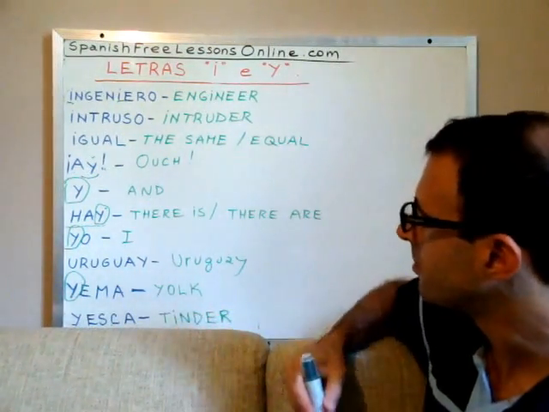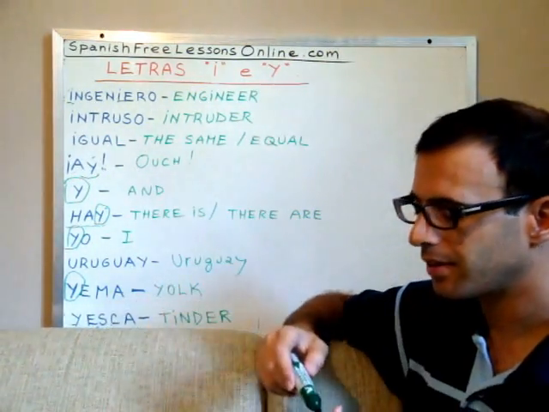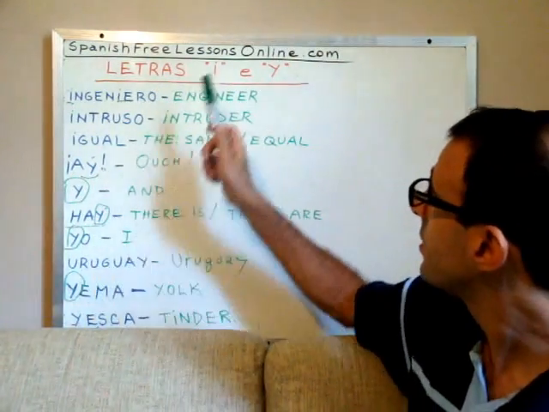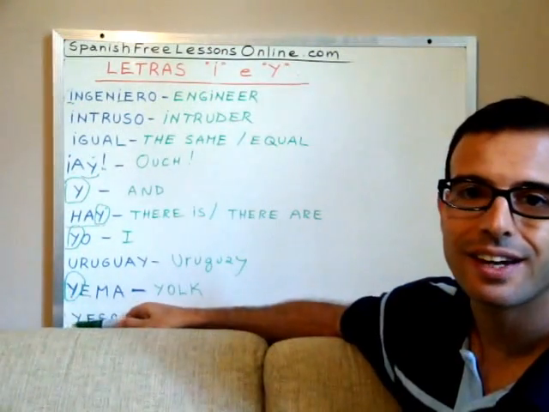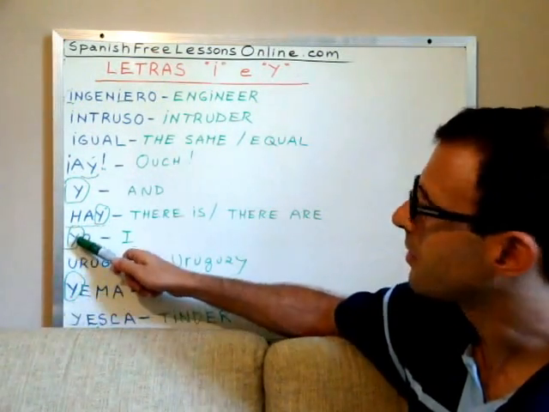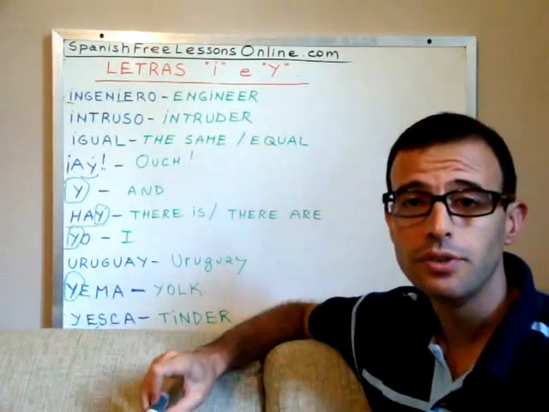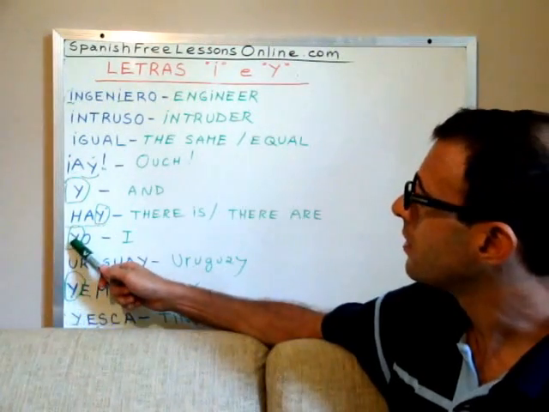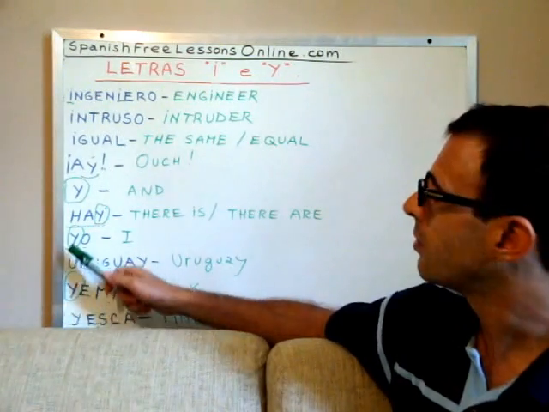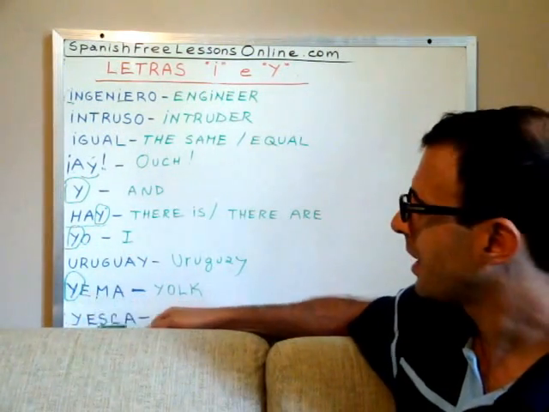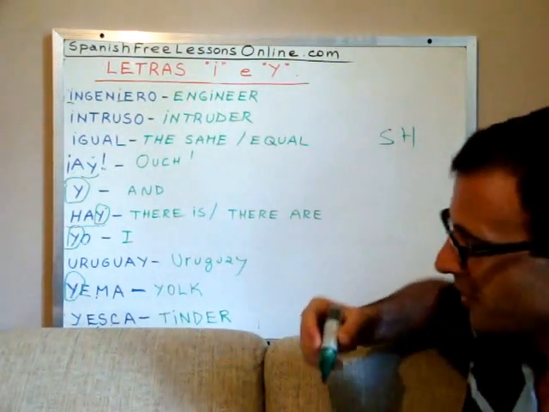Yesca is tinder, to light a fire, okay? Yesca. Okay, so it's not this I sound, it's not iema, it's yema. It's not iesca, it's yesca. It's not io, it's yo, right? In Argentina and Uruguay, those two countries, this case of the Y is pronounced sh, okay? So this will be sho, shema, and shesca, right? Similar to the English SH, okay?